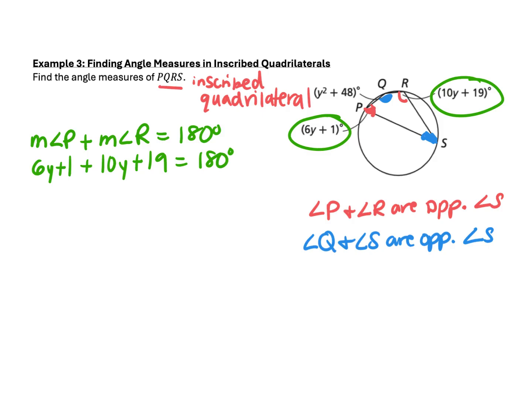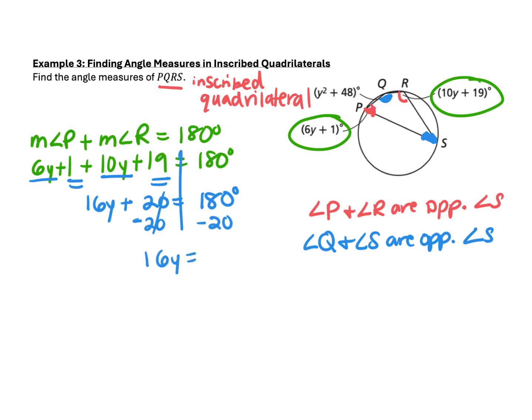Remember to combine your like terms. On this side, 6y plus 10y is 16y. And then 1 plus 19 is 20. And now we are getting close here. Let's move that 20 to the other side by subtracting 20. And then we'll divide by 16 to get y equals 10.